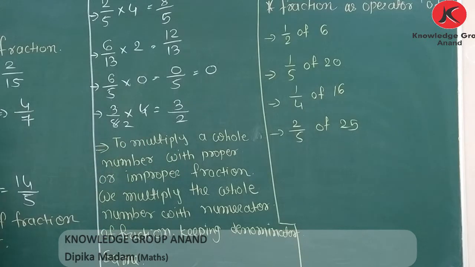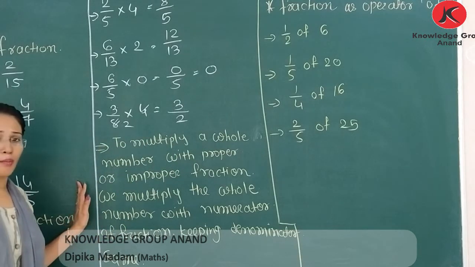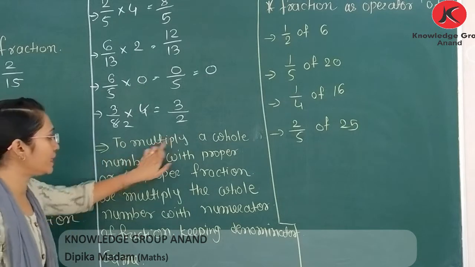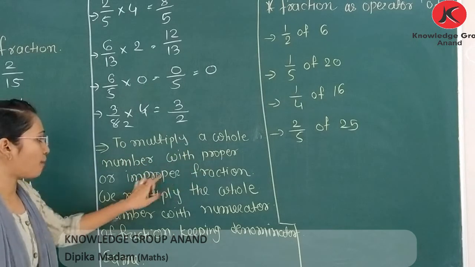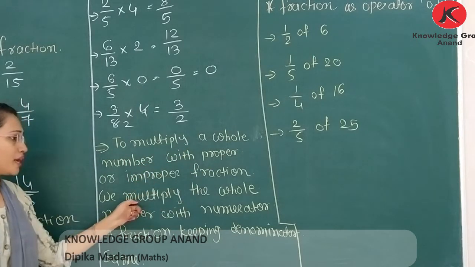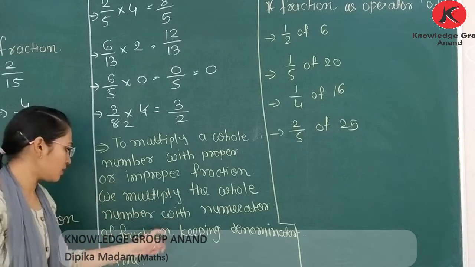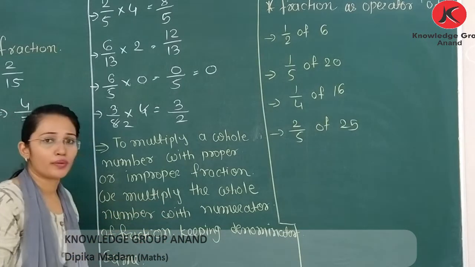It is also right. So what do you remember in this multiplication? To multiply a whole number with a proper or improper fraction, we multiply the whole number with the numerator of the fraction, keeping the denominator the same.